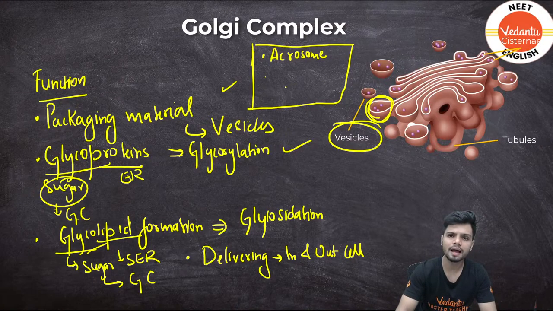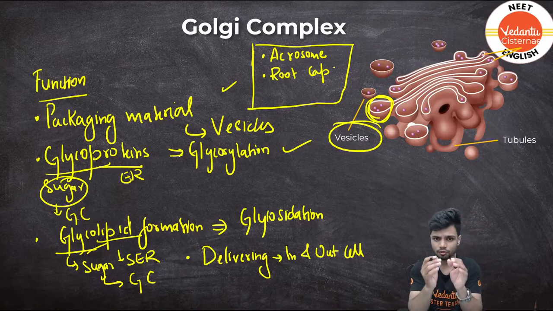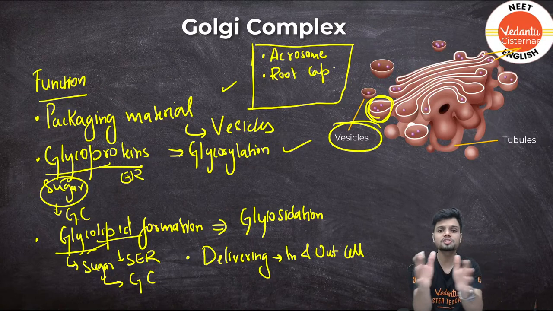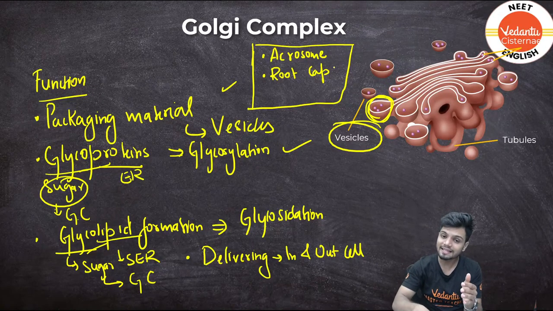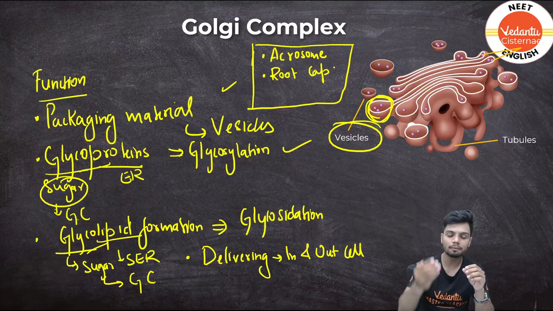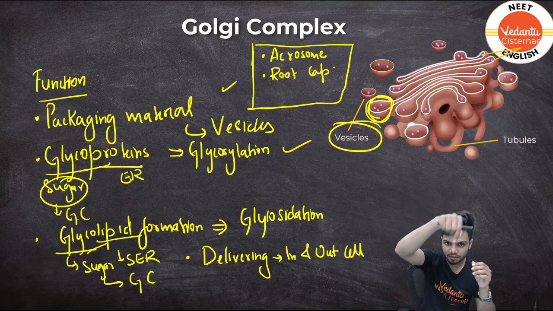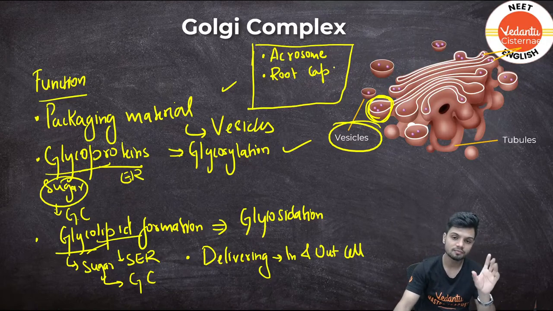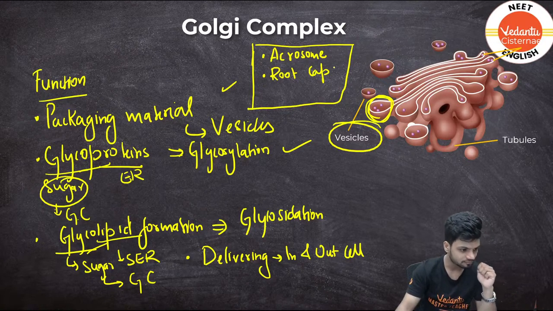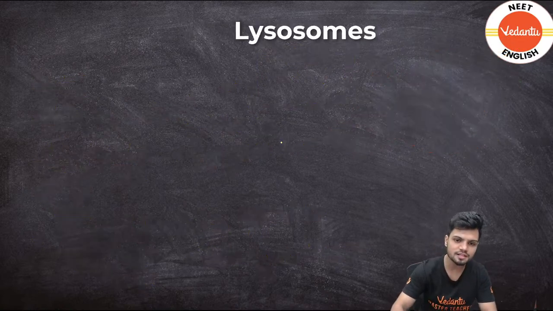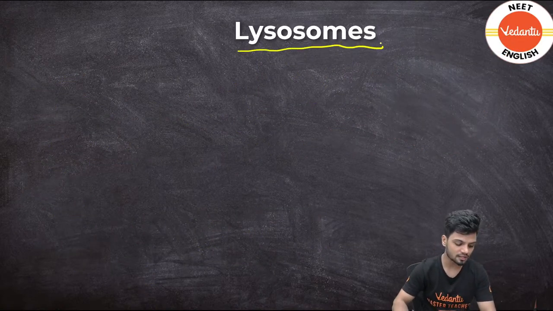Now, in the case of the anatomy of flowering plants, did I tell you about the root cap? The root cap also has the Golgi complex, because the root cap produces certain mucilaginous substances which make the penetration of the root easier into the soil. The root cap will be completely covered by mucilage, which makes sure the root can enter the soil easily. Those are two places where the Golgi complex is found. Clear? Nice. Now let's go to the suicidal structure, that is lysosomes.